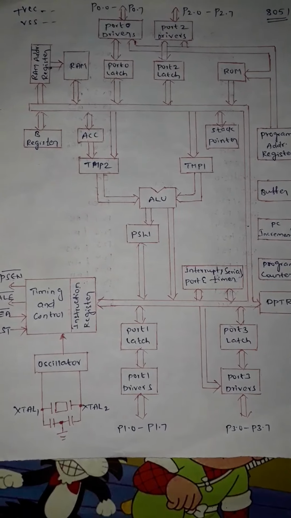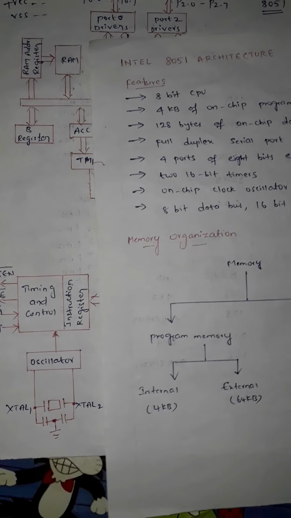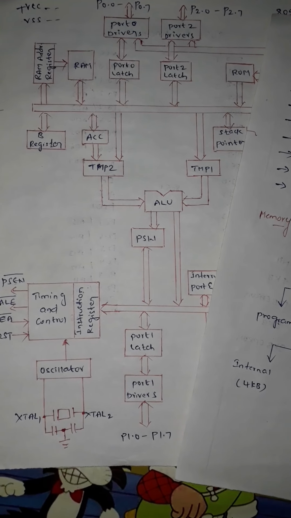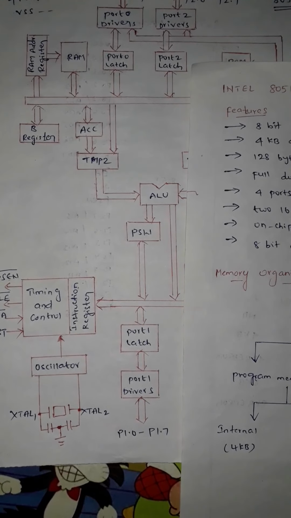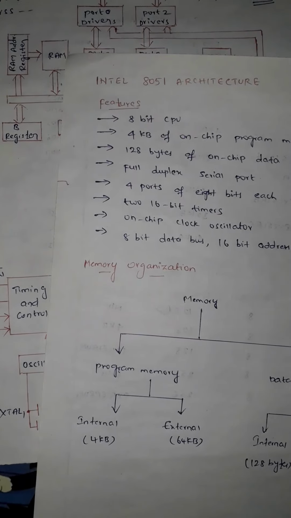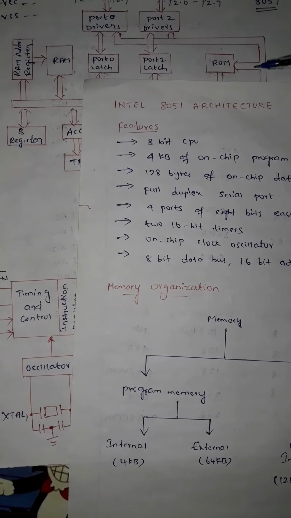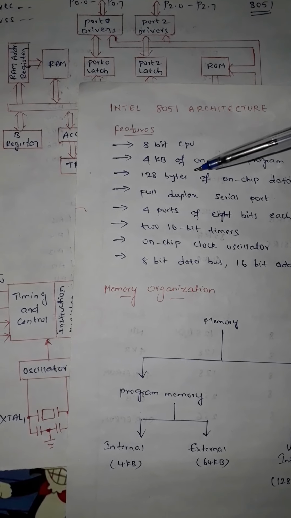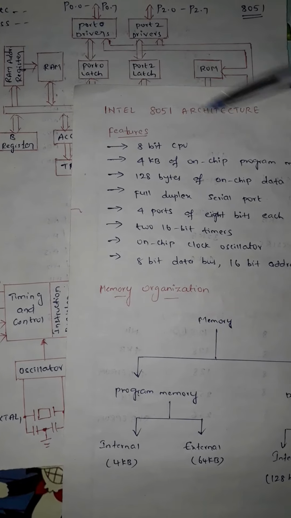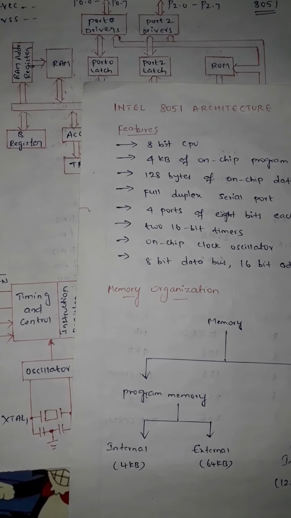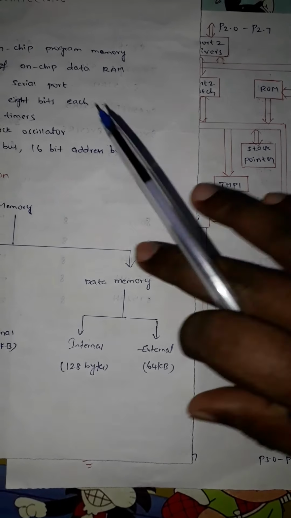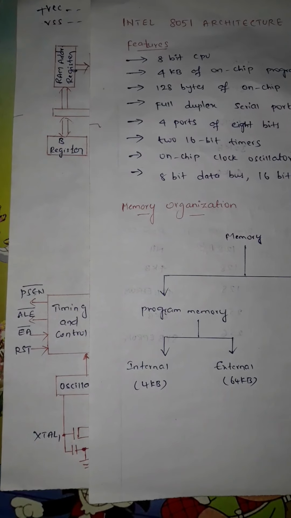Now if you look at the features of the 8051 controller, it's an 8-bit CPU. So the size of the ALU is 8 bits, and you can do operations on 8-bit data. The size of the on-chip program memory is 4 KB ROM. For on-chip data processing, we have a RAM of size 128 bytes. And we have a full duplex serial port for transferring the data serially.